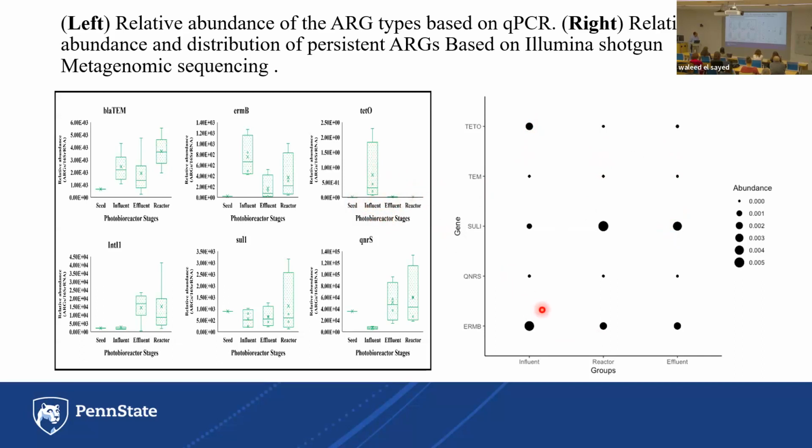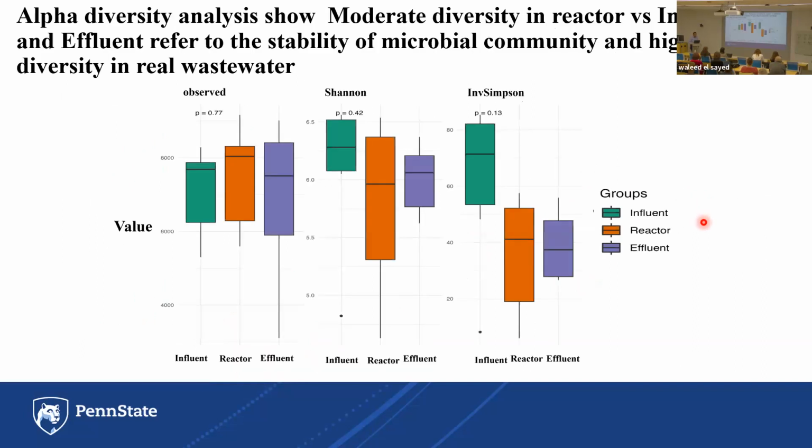Also, we have sulfonamide 1. This has high concentration in the reactor and effluent in comparison with the influent. And when we double check here, we find the concentration in the effluent is low in comparison between the reactor and the effluent.